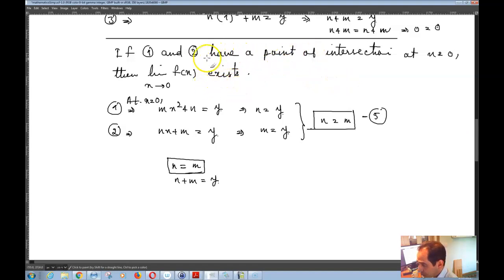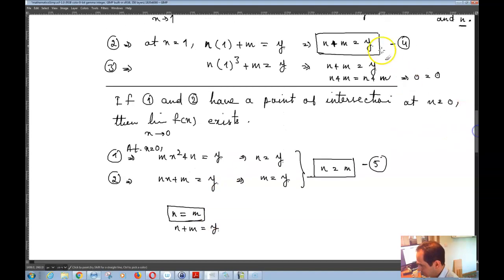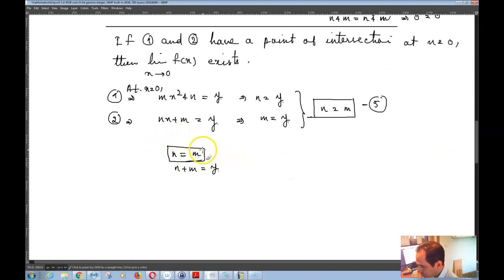We said that now, of course, the limit of f of x when x tends to 0 exists if n is equal to m. And since there is no condition here, we can just simply say that if n is equal to m, then both of the limits exist.